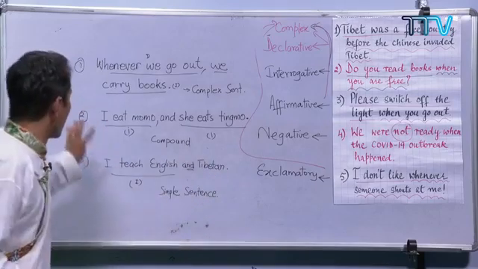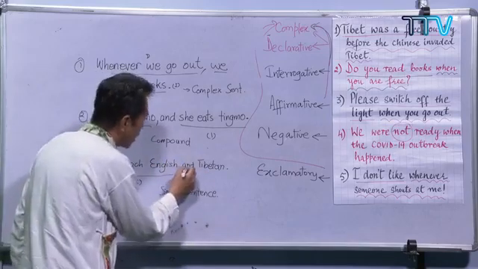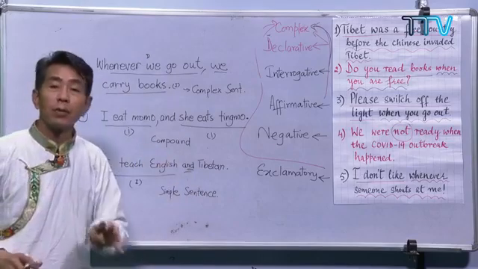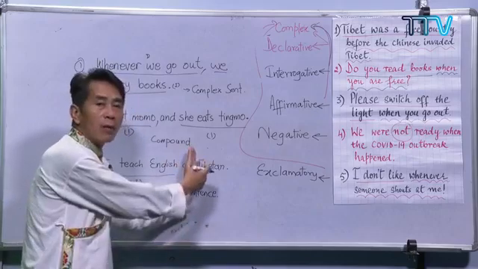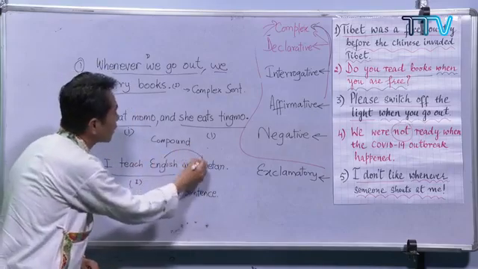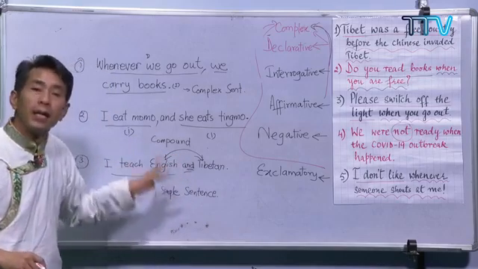Okay, my answer is no. I teach English and Tibetan. Although we have got one connector here, this sentence does not become a compound sentence. Why? Tibetan is just a noun. So in this simple sentence, sometimes we can have two nouns here and it still becomes a simple sentence.